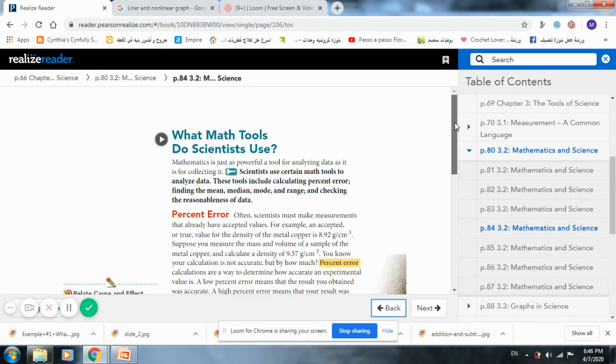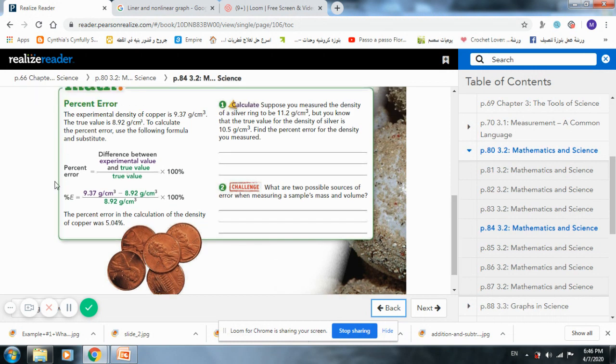Now, the formula for percent error is the difference between the experimental value and the true value. The experimental value is the value that you got experimentally, and the true value is the value you can get theoretically. The experimental density of copper is 9.37, and the true value is 8.92 gram per centimeter cube. Now the question is to calculate the percent error.